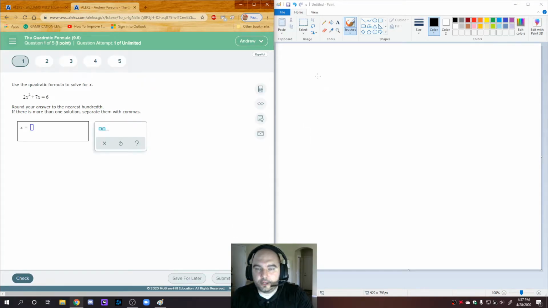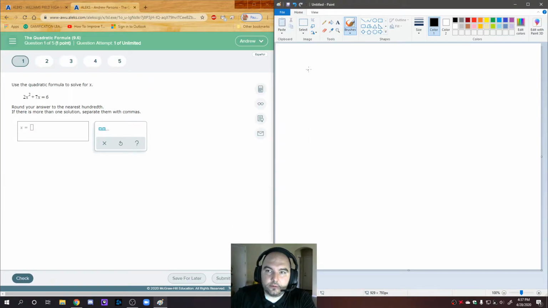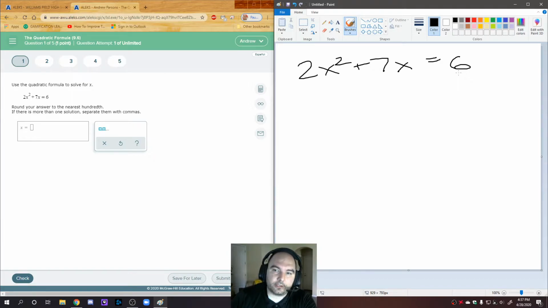So problem number 1 says, let me write it down, 2x squared plus 7x equals 6. Now, on each of these problems, the formula requires that everything be on one side, and it needs to equal 0. That's why I wrote ax squared plus bx plus c. It all needs to be together, and it needs to equal 0. So in this situation, I need to move 6 to be with the other stuff. So 2x squared plus 7x minus 6 equals 0.